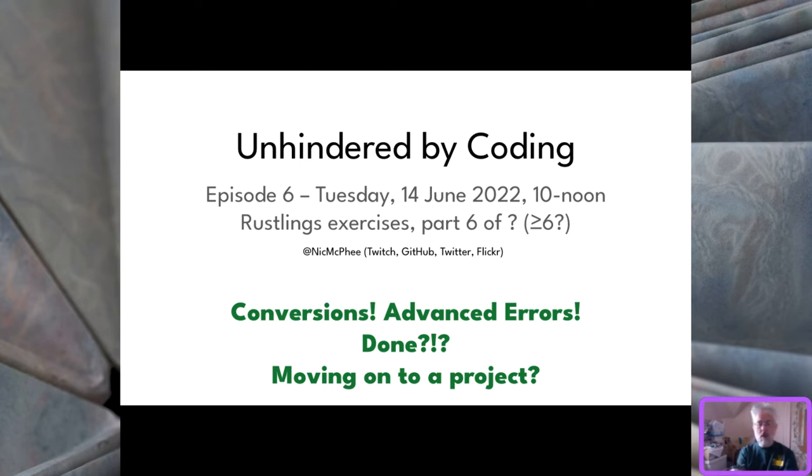But we're nearly at the end. There are only a handful of exercises left. There's several on conversions, and then I think it's 2 on advanced errors, and then it's done. And the Rustlings thing will be finished. Which then leaves us with the what-to-do-next question.